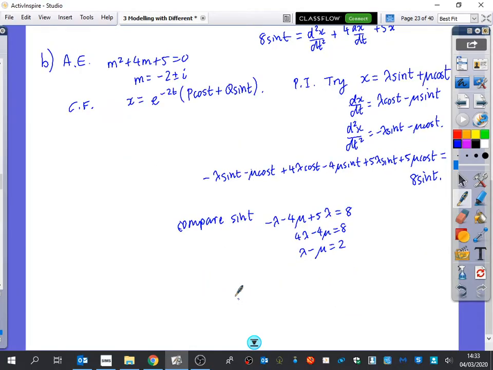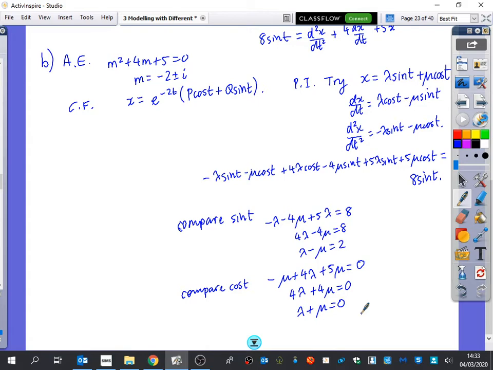If we then compare cos t's, we've got minus mu plus 4 lambda plus 5 mu equals 0. So you get 4 lambda plus 4 mu equals 0. So lambda plus mu equals 0.